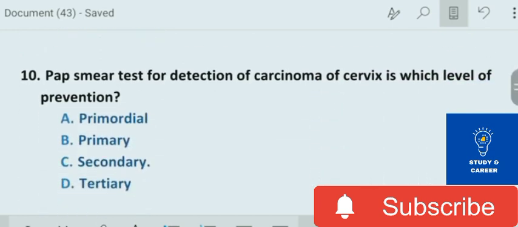10th, pap smear test for detection of carcinoma of cervix. Which level of prevention is it? A. primordial, B. primary, C. secondary, D. tertiary. So it's a secondary prevention.